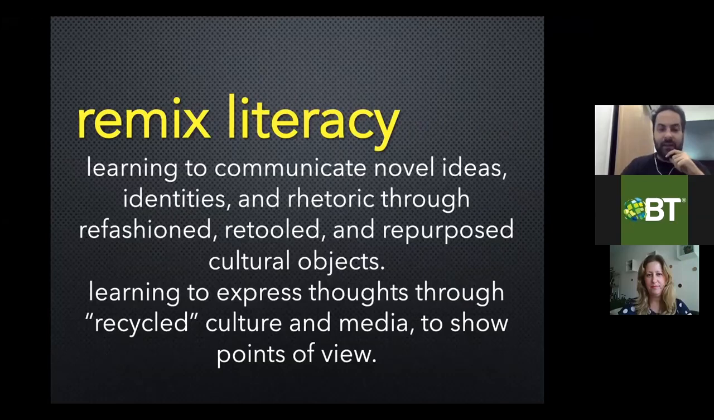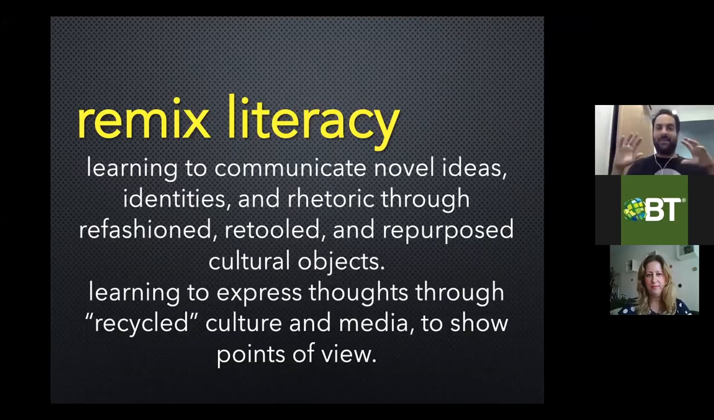Then here we have remix literacy, which means learning to communicate novel ideas, identities, and rhetoric through refashioned, retooled, and repurposed cultural objects. Or, in other words, maybe copy and paste literacy, to say the least. Copy and paste literacy, to make a comparison here.